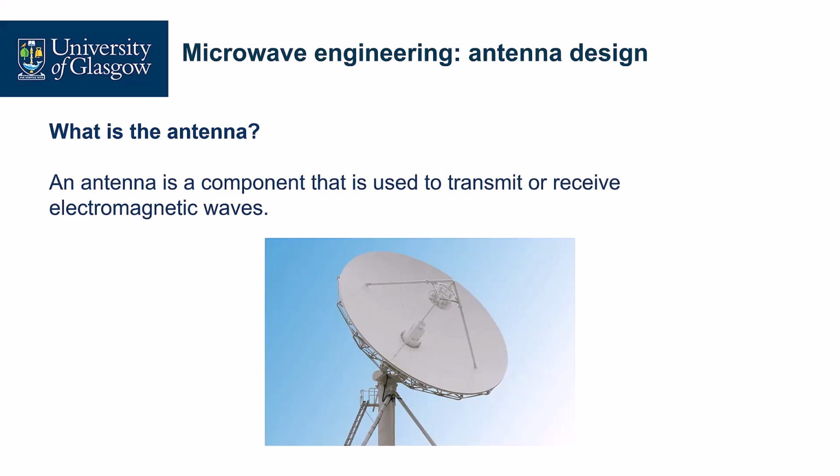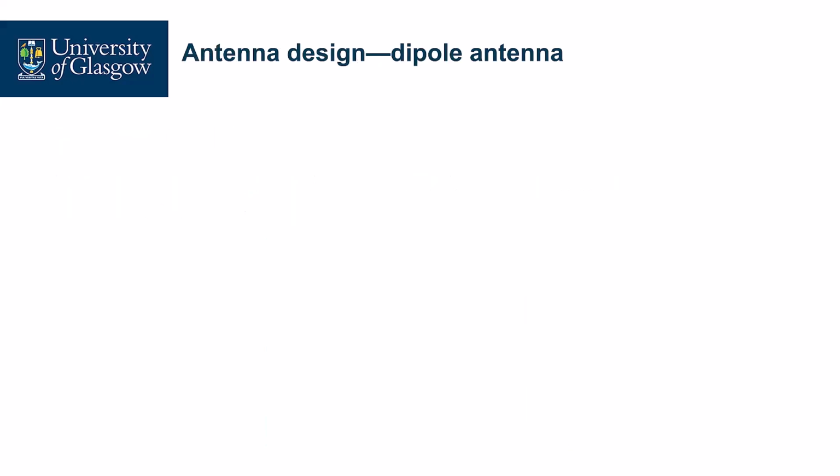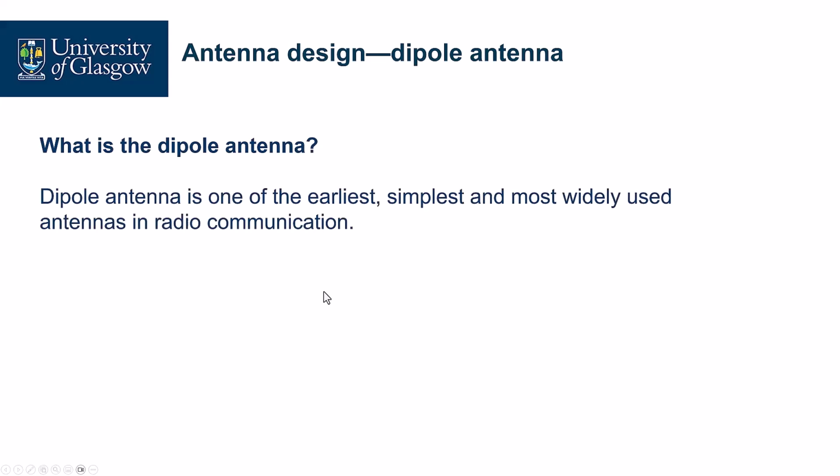Antenna is one of the most important things in microwave engineering. So what is an antenna? An antenna is a component that is used to transmit or receive electromagnetic waves. They are everywhere. For example, you may often see these kinds of antennas, right? And you often see antennas in your mobile, right? So these are all antennas. The simplest antenna we can focus on in this session is the dipole antenna. The dipole antenna is one of the most widely used in radio communication.